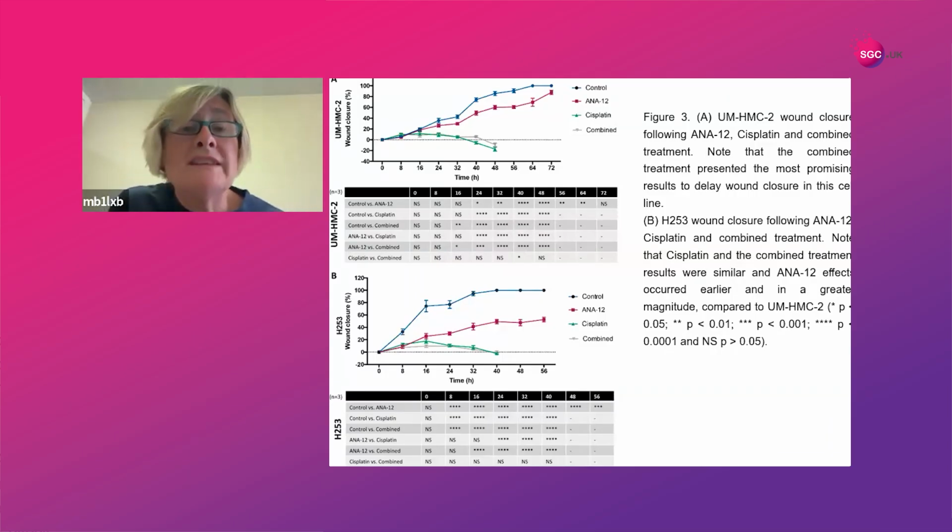What did we do in this? This is a similar kind of wound closure, where we did the scratch assay, and you can see the difference between the control, which is the blue line, and the ANA-12. So there wasn't much difference there, but cisplatin had a real detrimental effect on the cells moving in both of the different cell types that we tried it on.